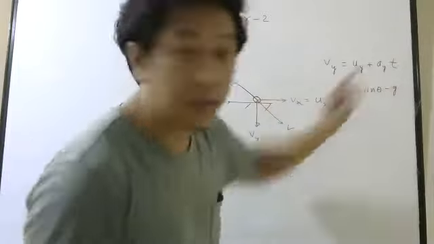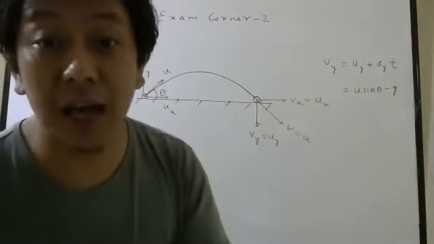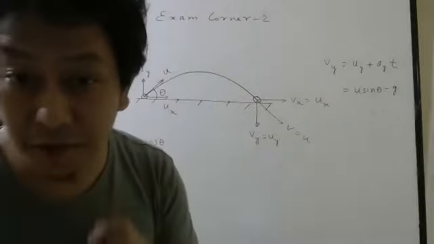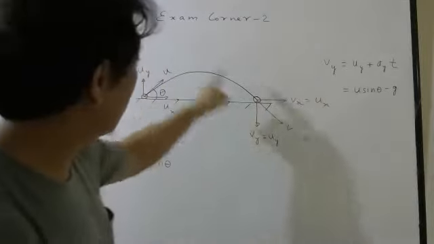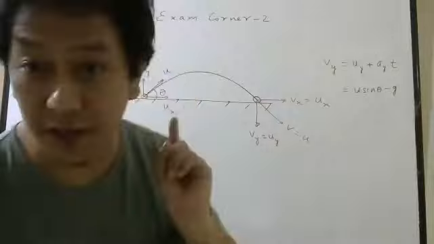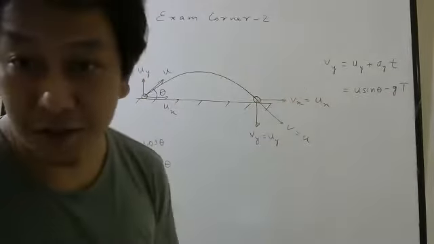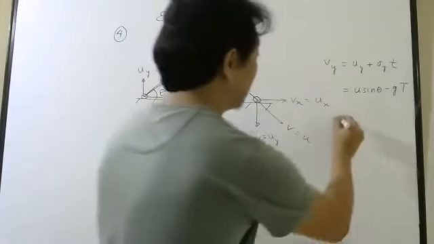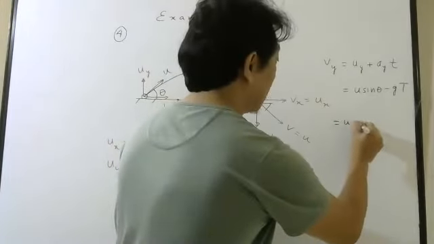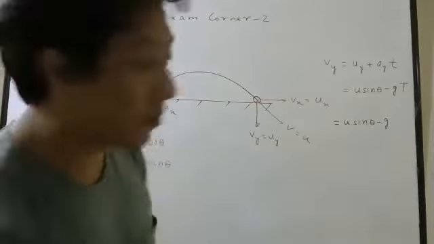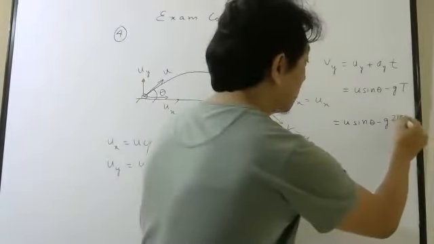Now, what is T? Time taken. After what time are they asking? From here to here means after what time? Time of flight. From here to here, time taken will be time of flight. So capital T. Understood? Okay. Now, what was the formula for time of flight? 2u sine theta.